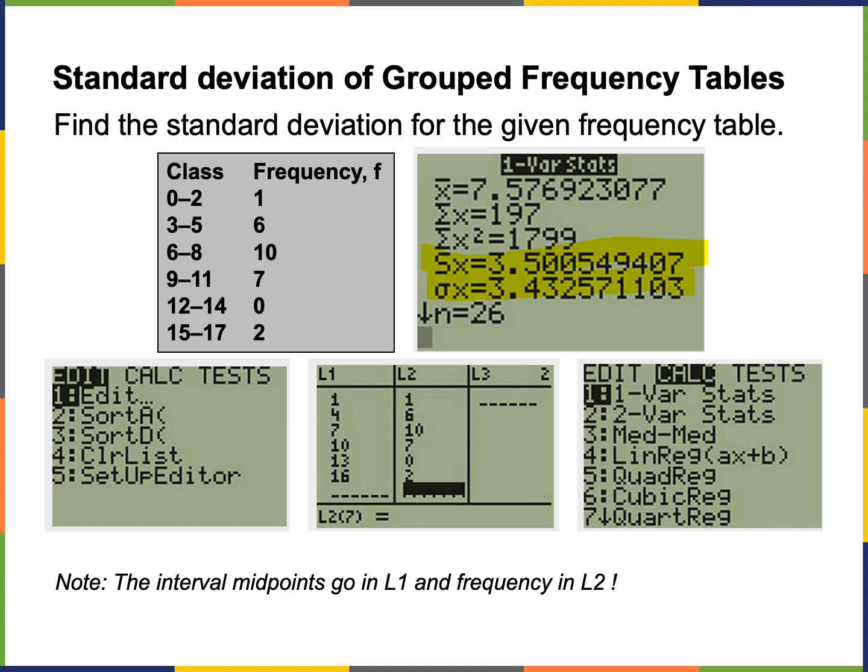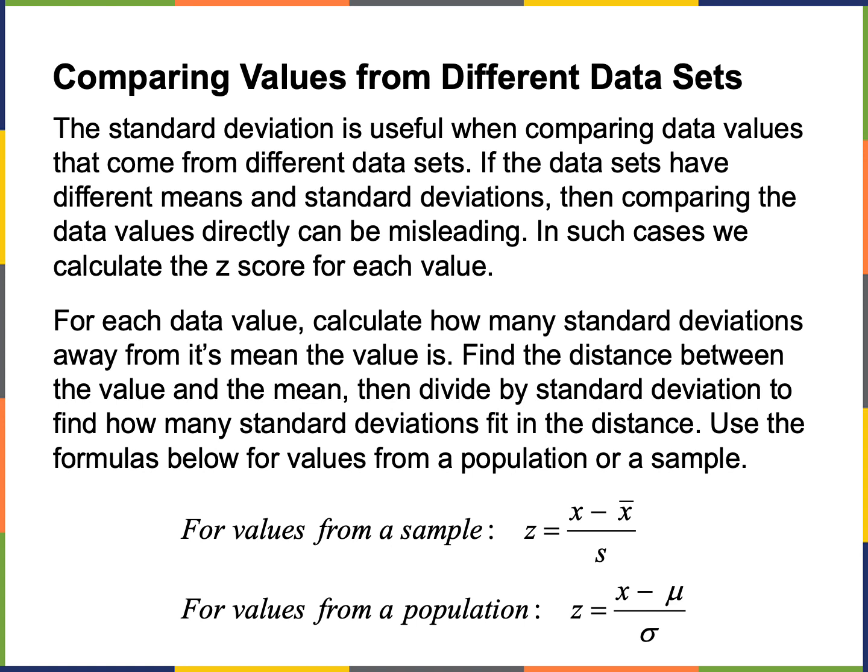Okay, so that's that. And then the last topic is that we're starting to introduce z-scores at this point. Standard deviation is useful when you're comparing data values from different data sets. However, if we have different means and different standard deviations for the data sets, then comparing the data values directly could be misleading. So that's why we use the standard deviation to calculate what we call a z-score.